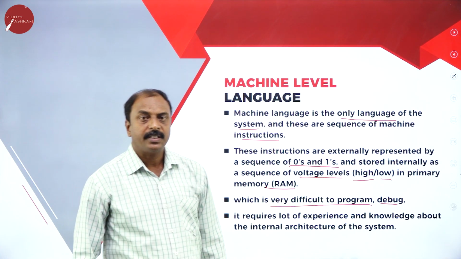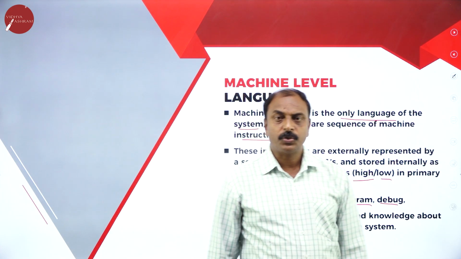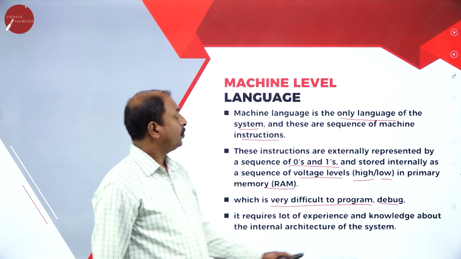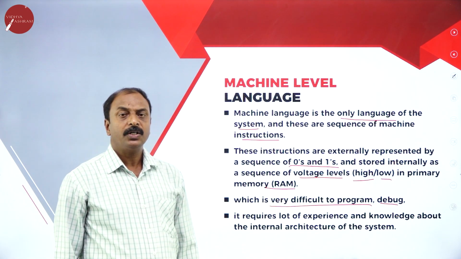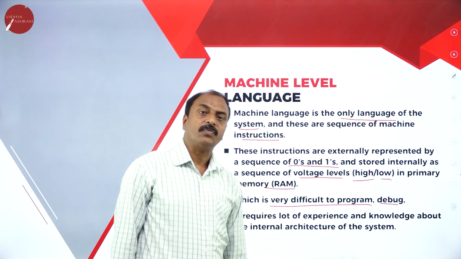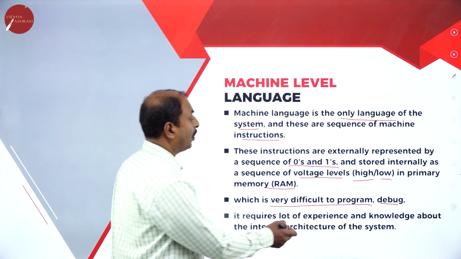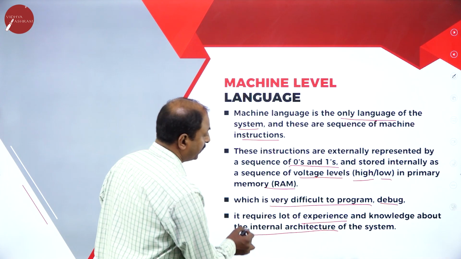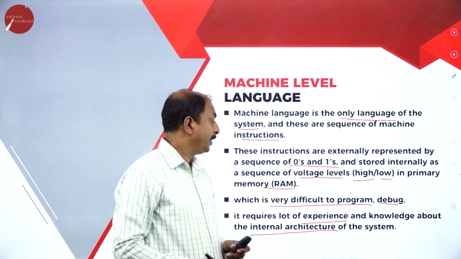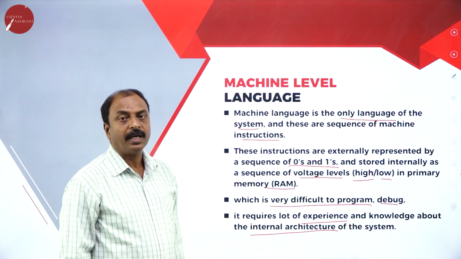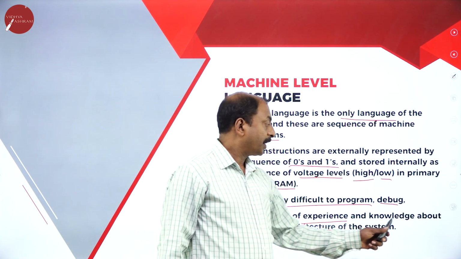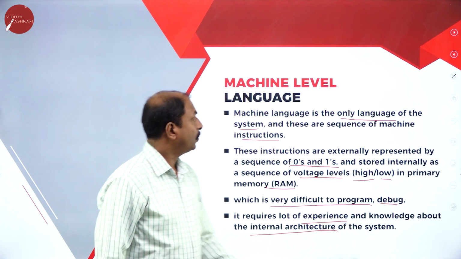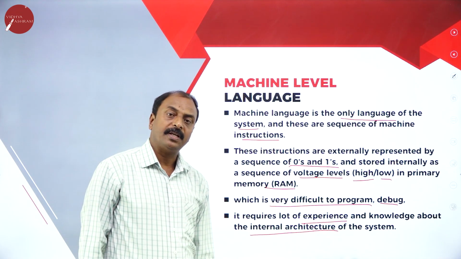What is debugging? The term debugging refers to checking for errors and correcting those mistakes in a program. It is very difficult to correct those mistakes. It takes a lot of time, and it requires a lot of experience and knowledge about the internal architecture of the system. So the programmer must be aware of the architecture of the hardware, and it also requires a lot of experience. These are the points about machine level language.